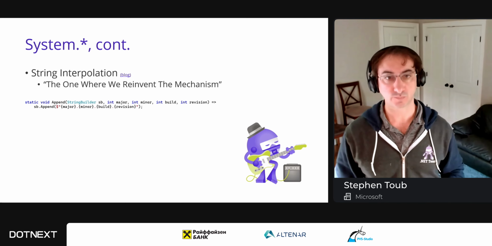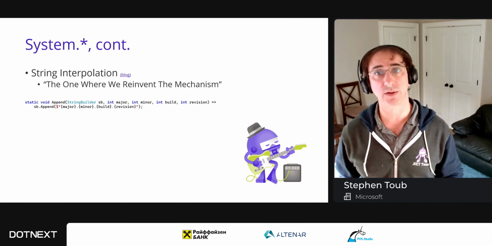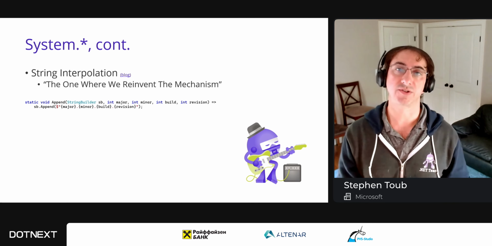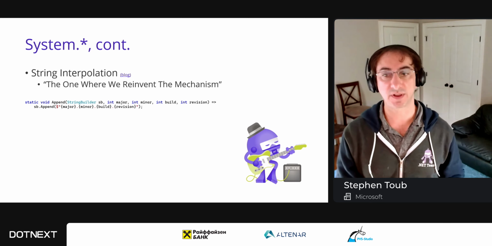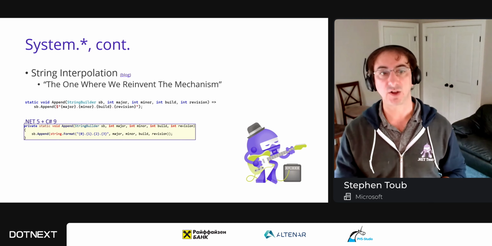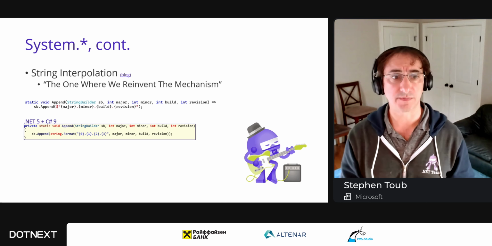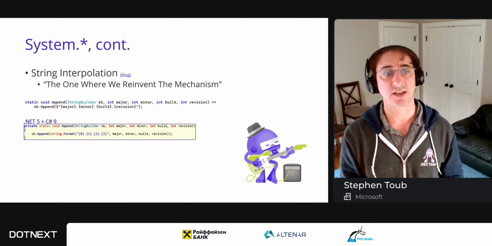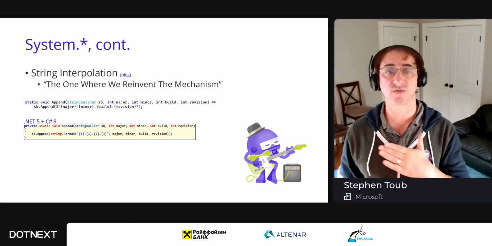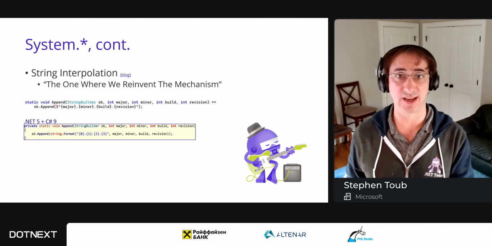So let's take a simple example. This function accepts a StringBuilder and 4 integers, major, minor, build, and revision. But basically, we're appending a dotted version number onto a StringBuilder. And you can see we're doing that with string interpolation. So we're calling StringBuilder.Append with major.minor.build.revision. Now, if I look and see what code this actually generates, in .NET 5 and C# 9, you can see the C# compiler lowers this to a call to string.Format with the composite format string, and then these 4 integer arguments.